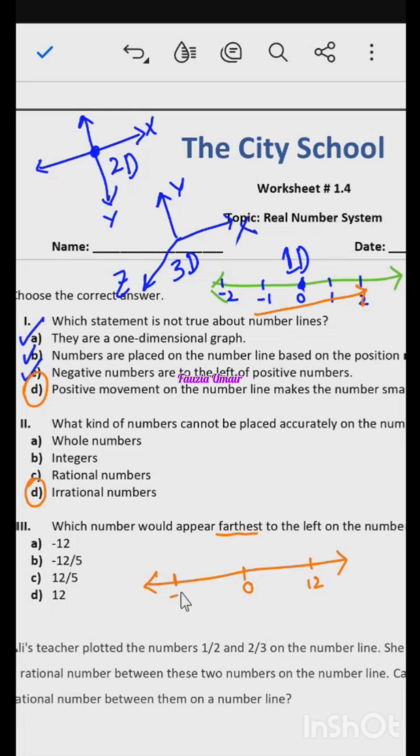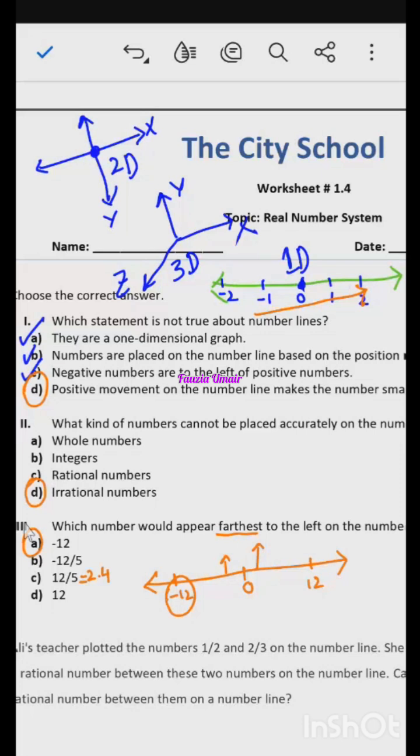So what is 12 by 5? What is 12 by 5 equal to? This is equal to 2.4. Yes, ma'am. 12 by 5 is 2.4. So 2.4 is somewhere here, and minus 2.4 is also somewhere here. So which is the farthest on the number line? Which is the farthest? It is -12. Minus 12 is the farthest point on the number line.